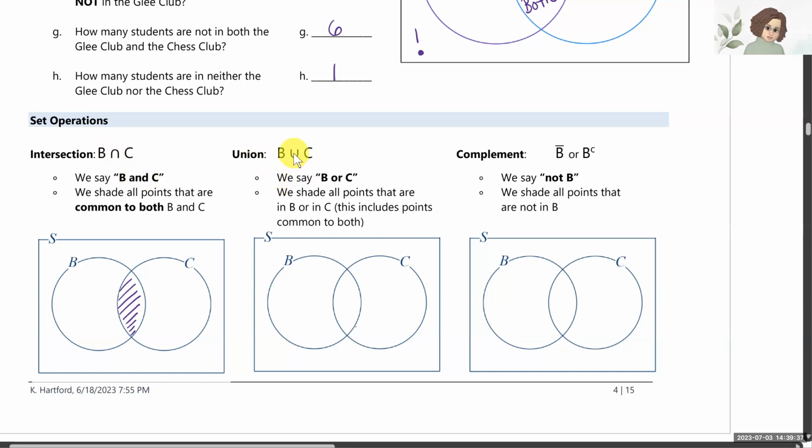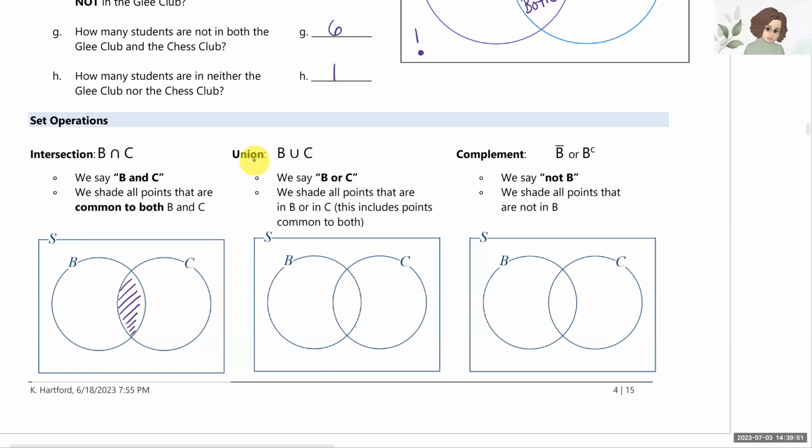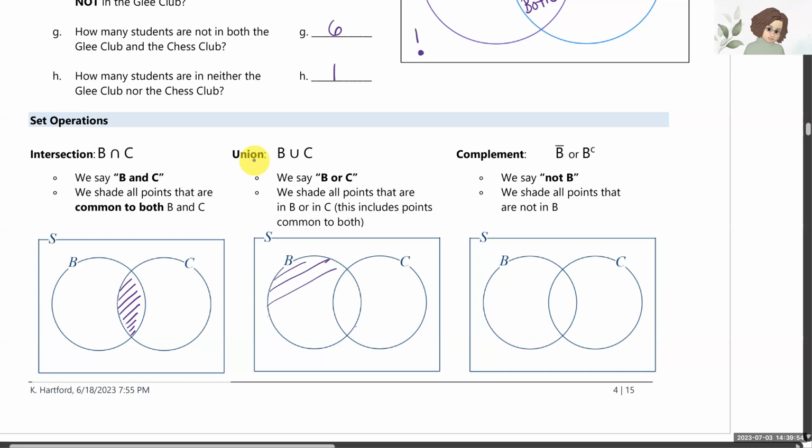Union, this is our union symbol. So it's read B or C. So for that event, we'd include outcomes that are in B along with the outcomes in C. So union is the combining or the joining of the groups. So shading wise, we would take all of the outcomes that are inside circle B, and we would also include all the outcomes that are inside circle C. And in this process, it includes those that are in both as well. So union, joining the groups, putting them all together. Intersection is just the overlap.